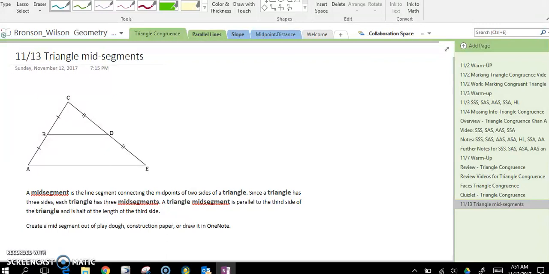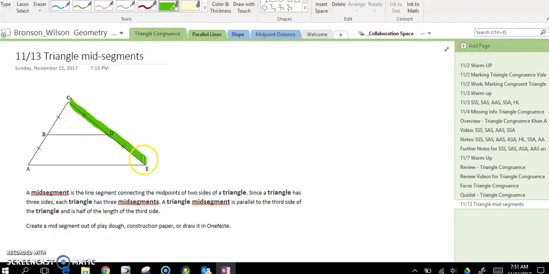Okay, we need to learn about triangle midsegments. First of all, we have a triangle over here. Let's highlight this triangle. We have the triangle ACE. Now, we're talking about midsegments. What's a midsegment? I'm going to tell you. A midsegment is a line segment. Y'all know what a line segment is, right?